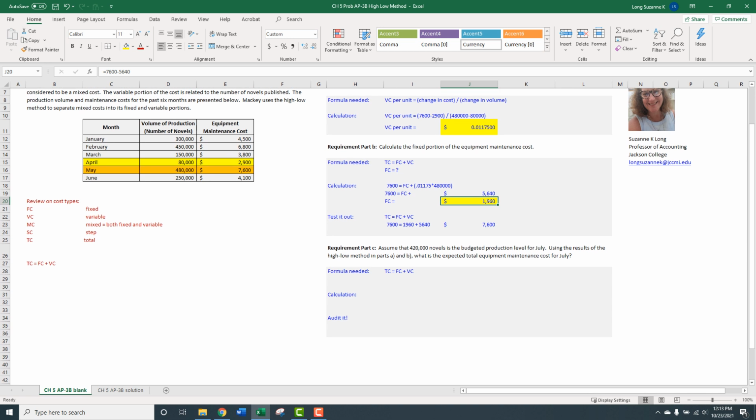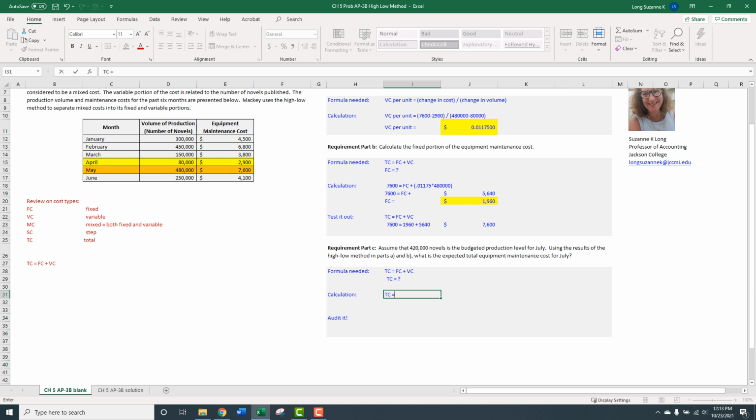All right, let's look at requirement C. Assume that 420 novels is budgeted. Okay, well then what happens? What's our total cost at this volume level or this production level? What is the total? Okay, so now we're solving for total cost. Notice that this one we were solving for fixed cost. Now we're solving for total cost.